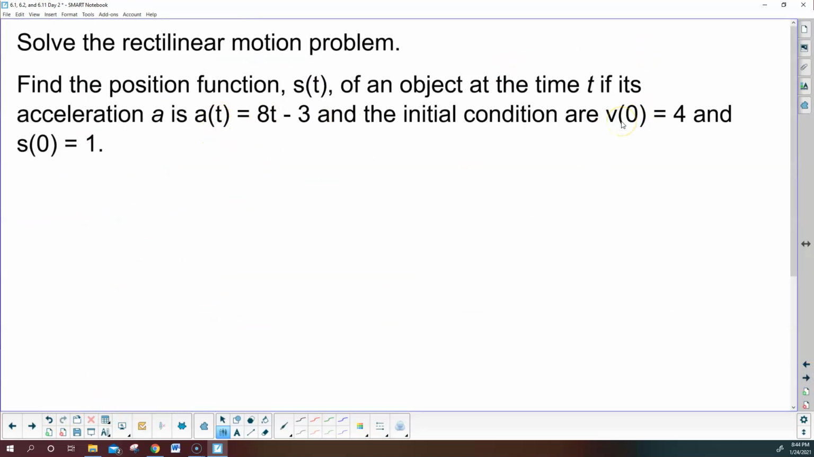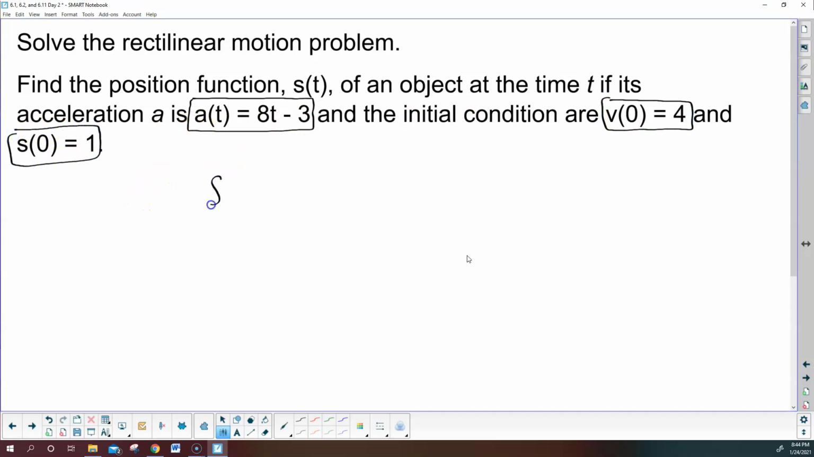All right, last one here. What about motion? We've talked about motion. We know the derivative of the position gives me velocity. The derivative of velocity gives me acceleration. So, and this one you can do together, find the position function, s of t, of an object at time t if its acceleration is 8t minus 3. And the initial condition for velocity is 0, 4, and the initial condition for position is 0, 1.